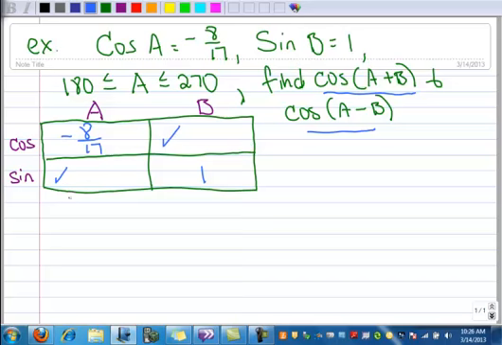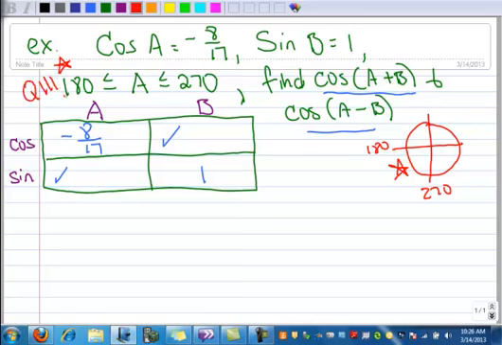Okay. So let's first start by examining this quadrant business, because this trips students up all the time. Angle A is between 180 and 270 degrees. Let's draw a little mini circle. 180 is over here, 270 is down here, so that means angle A is right here. So angle A is in quadrant 3. Alright, so we know that sines and cosines are both negative in that quadrant.